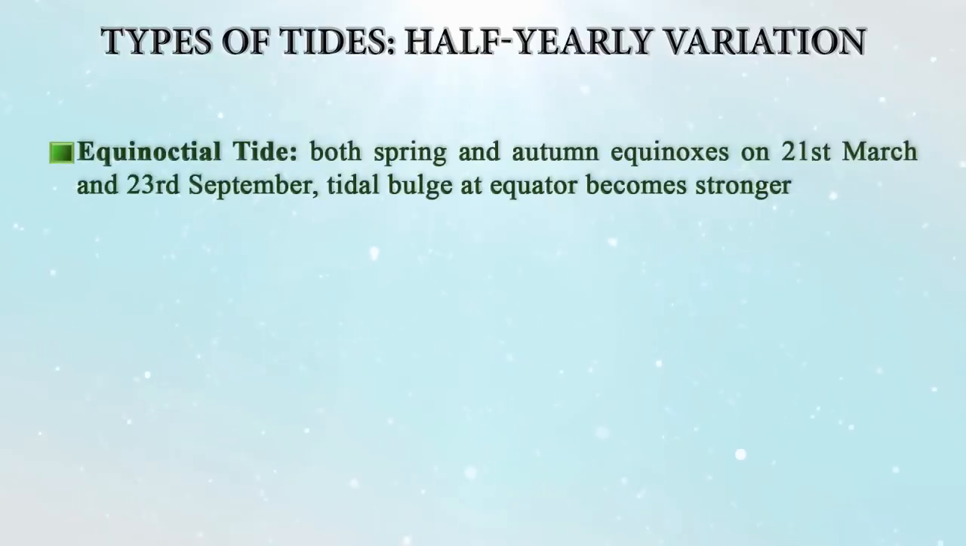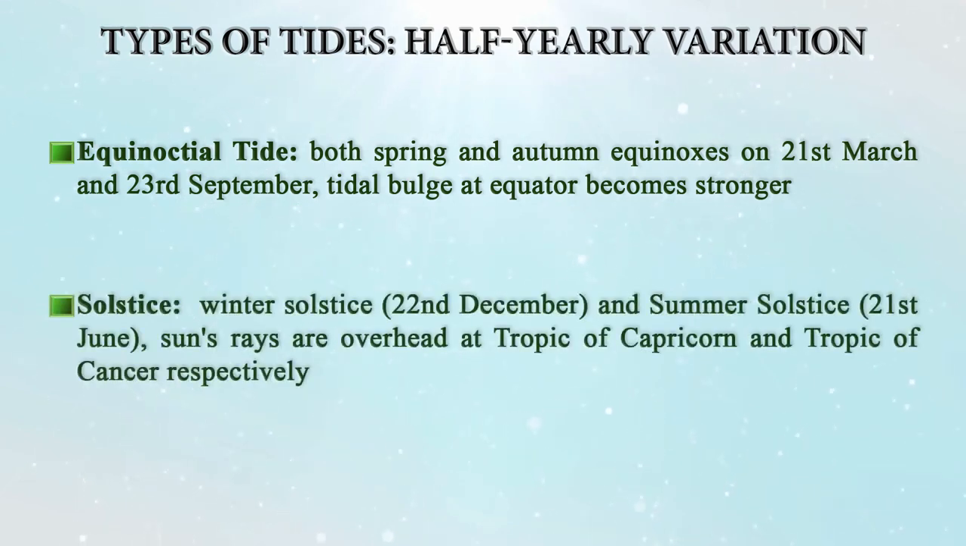During both the spring and autumn equinoxes, that is on 21st March and 23rd September, the tidal bulge at the equator becomes stronger, because during equinoxes the sun is directly overhead of the equator. So the tidal bulge at the equator will be more compared to the normal height of tides, and we get these equinoctial tides. And what about the solstices?